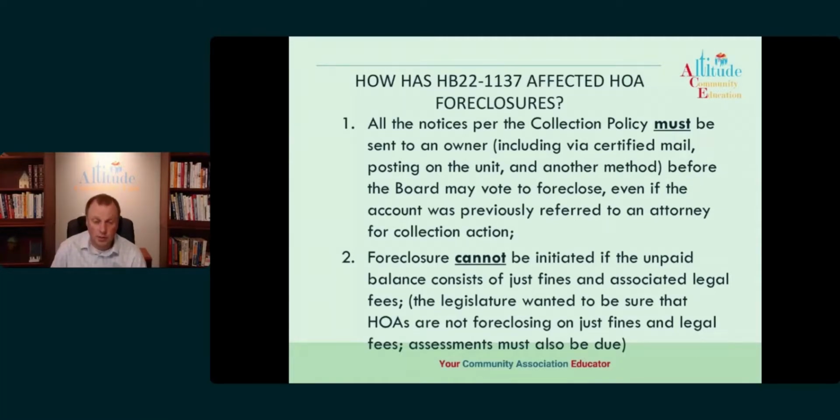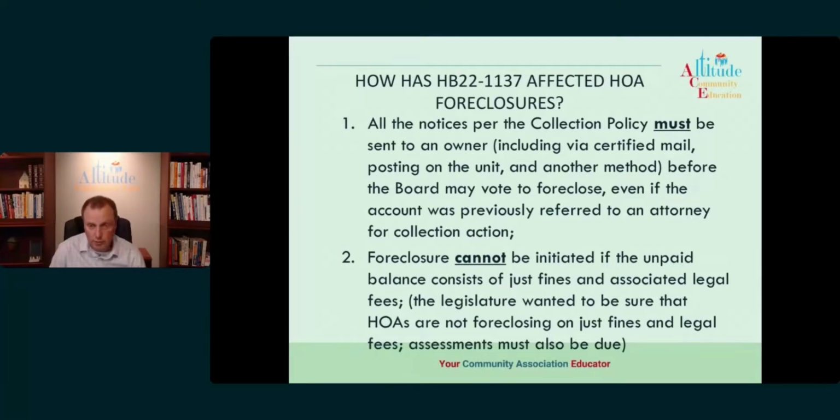So in dealing with the fines issue, the legislature put in the fact that foreclosures cannot be initiated if the unpaid balance consists of just fines and the associated legal fees. So ultimately what they're saying is you don't get to lose your house anymore if you fail to pull your weeds or if you painted your house the wrong color, things along those lines.